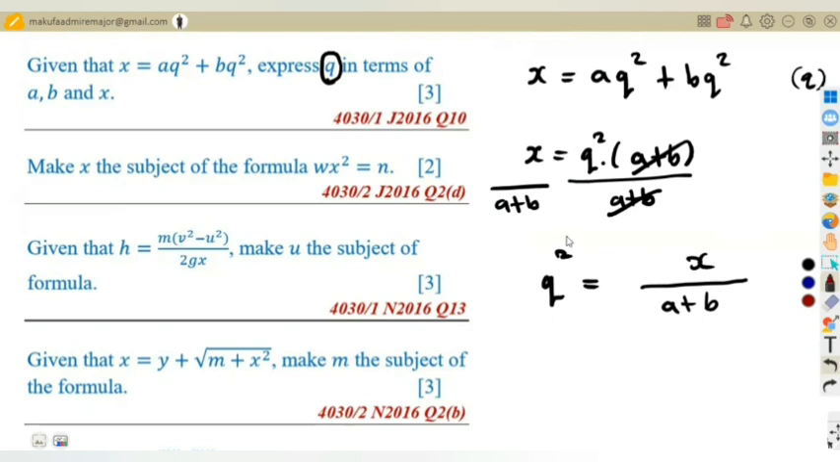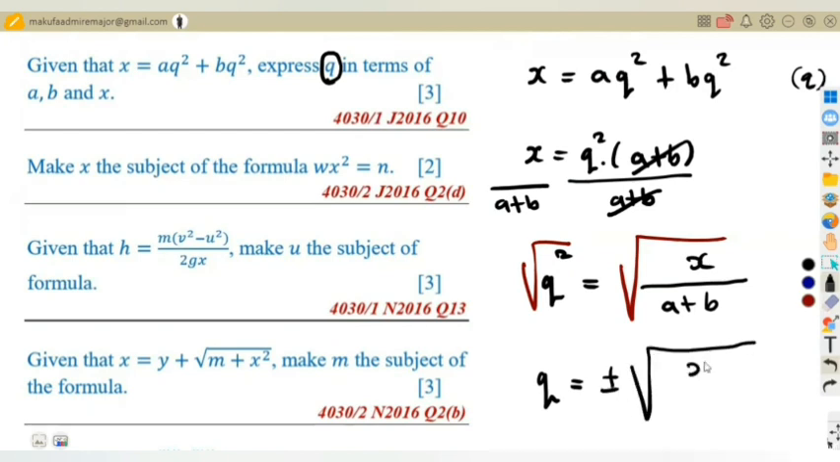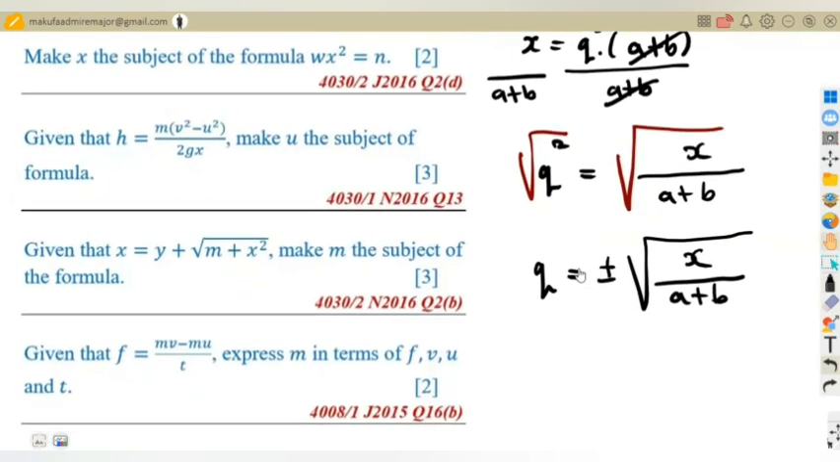To find the q, since there is a square, we introduce the square root both sides. So meaning to say q is going to, can we determine the square root of x? No, we can't determine. But if it was x squared, the square root of x squared is x. This one we can't determine. So we just leave it under the square root as it is, the square root of x over a plus b like that. But knowing that the square root of any number, it's a plus or minus. So that is what we're supposed to do on this part.